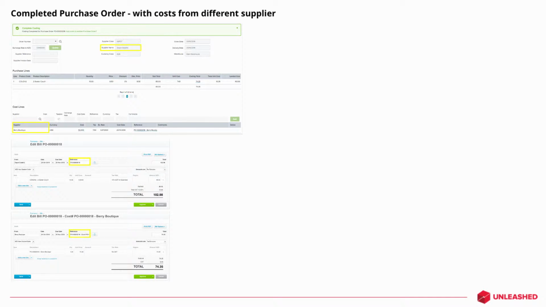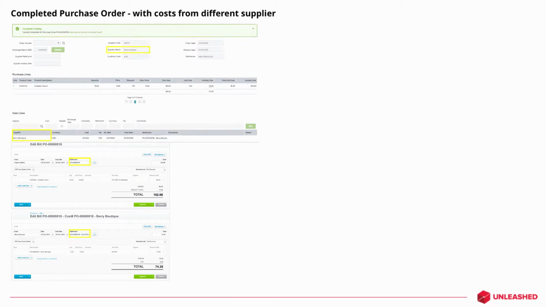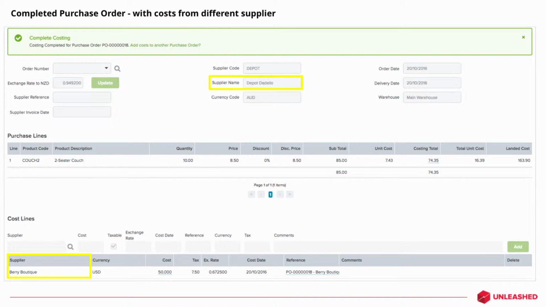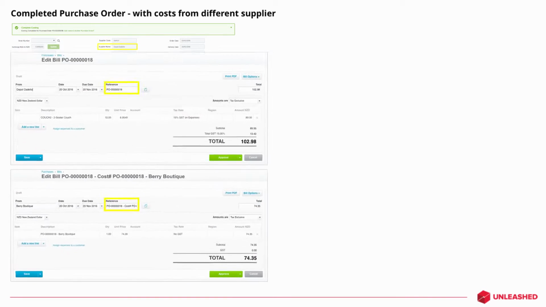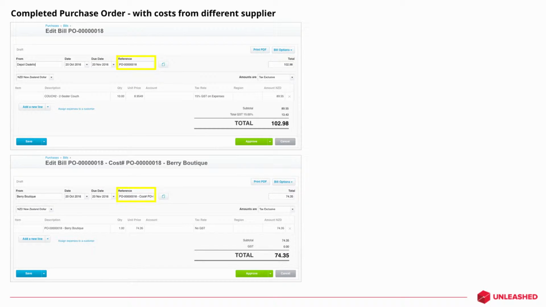Our next scenario is for a completed purchase order, which includes costs from a different supplier to whom you purchased the products from. This will send a draft payable for supplier 1 and a draft payable for supplier 2 to Xero. So here we can see that we have Depot Dadello as the supplier for the product line and Berry Boutique as the supplier for the cost line on purchase order 18. So when we look at Xero, we can see that there is a payable for Depot Dadello as well as a payable for Berry Boutique for the cost.